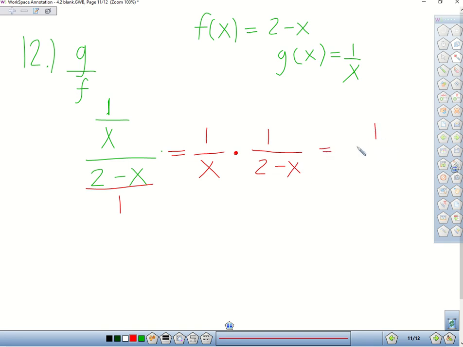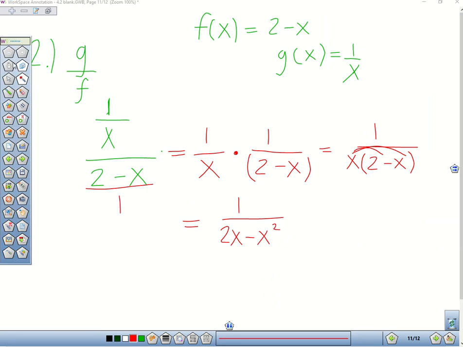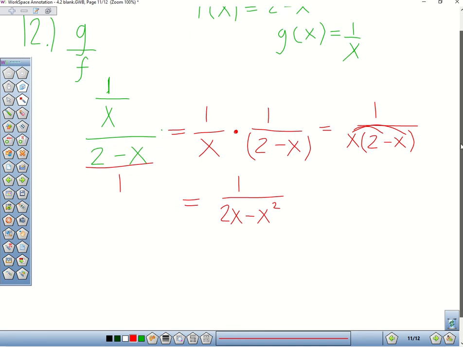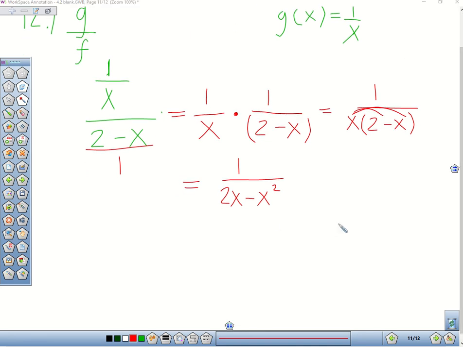Well, we multiply that and we get 1 over, and you can use the distributive property here. We get x times 2 minus x, and we distribute the x. And we get 1 over 2x minus x squared. So that's what we end up with as our answer, but we also need to identify our domain. So we need to set this equal to what? 0. We have to set our denominator equal to 0.